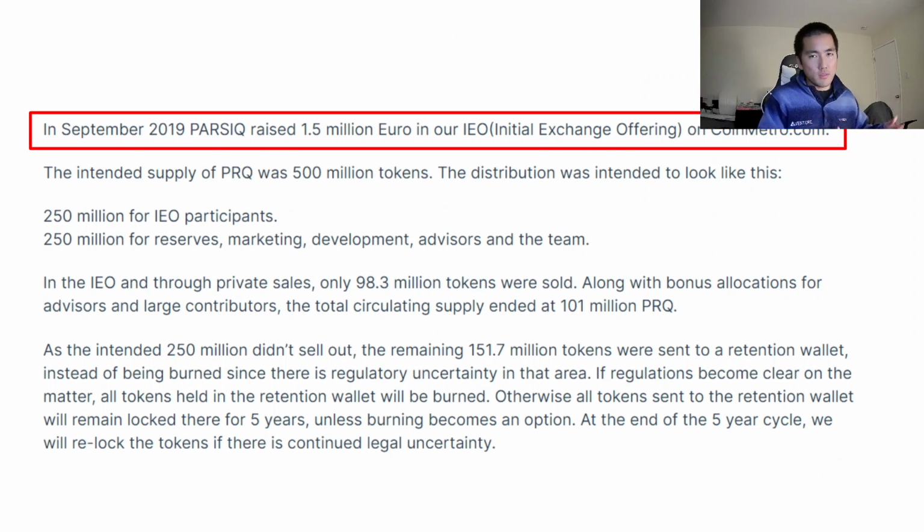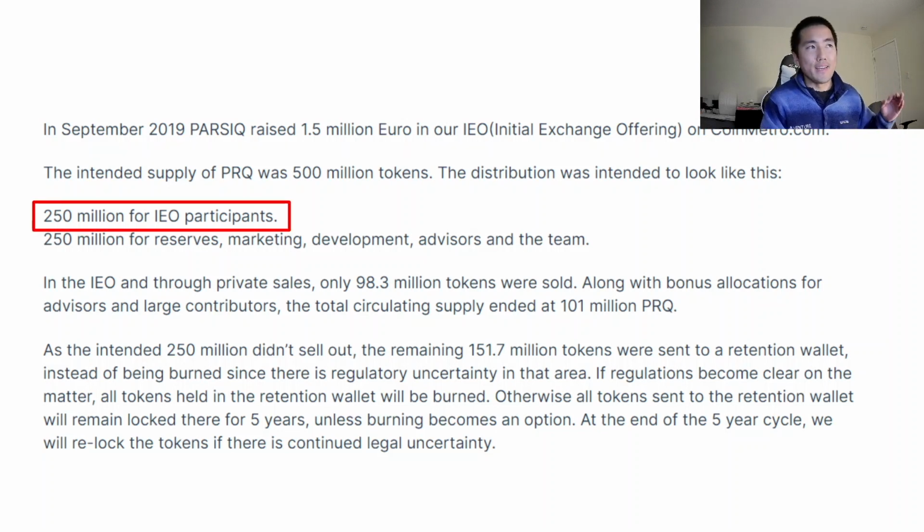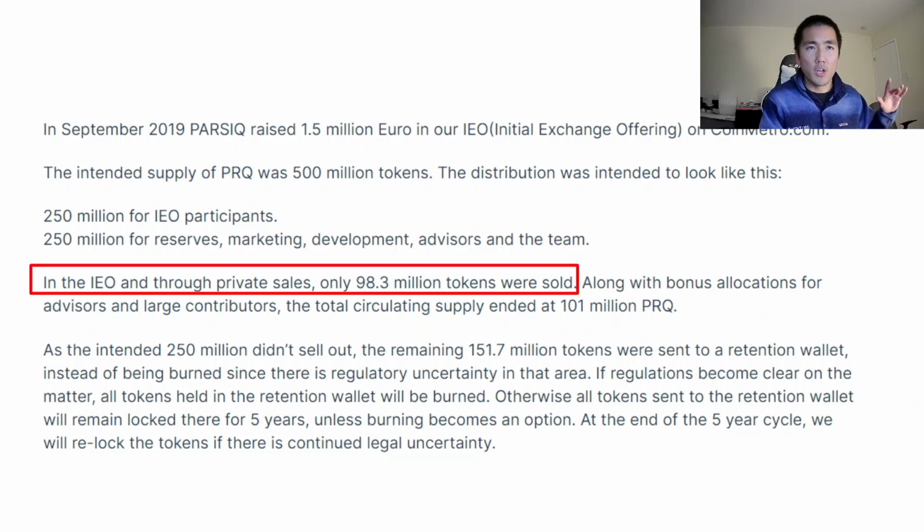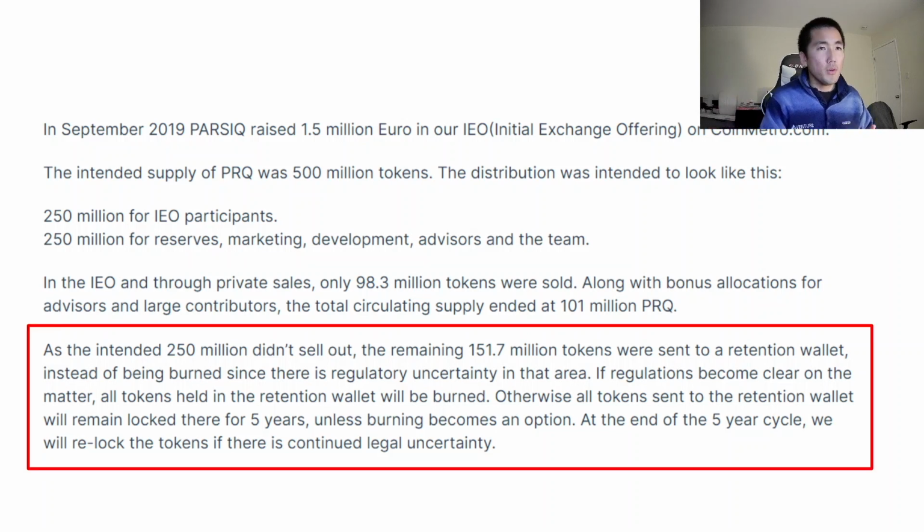So to go back, I'll tell you a little story. In 2019, Parsiq raised 1.5 million euros in an IEO, initial exchange offering. They allocated 250 million tokens for the IEO, but only around 100 million were sold. So I was thinking, okay, if that's the case, they're probably going to put 150 million right in the treasury to use for later. But no, they actually put the remaining 150 million tokens in a retention wallet, planning to burn it later. And the only reason they're not burning it immediately is that they're worried about legal and regulation uncertainty. But I've never seen this happen.